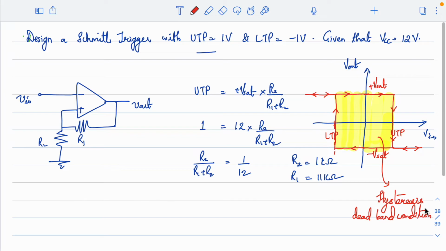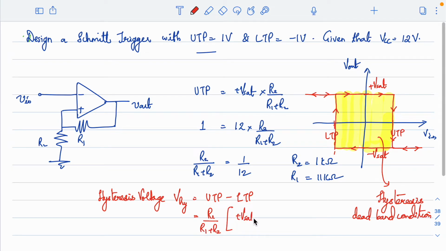Alright, so how do we write the hysteresis voltage? If I write it as V hysteresis, it is generally written as the upper threshold point minus the lower threshold point. So in this case, that is equal to R2 by R1 plus R2 into plus Vsat minus minus Vsat. This is how we write the hysteresis voltage of a Schmitt trigger.